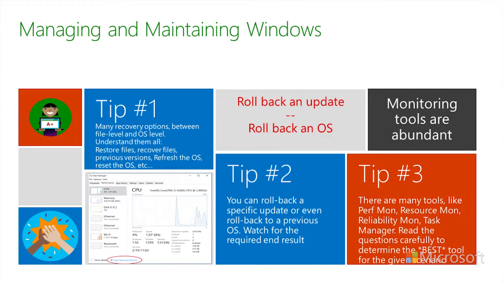And again, the last portion of this is to make sure that you understand what tips to think about. We've talked about everything around backups and recovery. The primary place that you want to think about beefing up your understanding, tip number 1, is to use the Task Manager. So all the different recovery options between file level, OS level, understand each one of those and how to restore your data back to the system itself. And tip number 2, make sure that you know that you can actually roll back to a specific update if needed to. And so that works too. And watch for any of the required end results as you're going through the process.